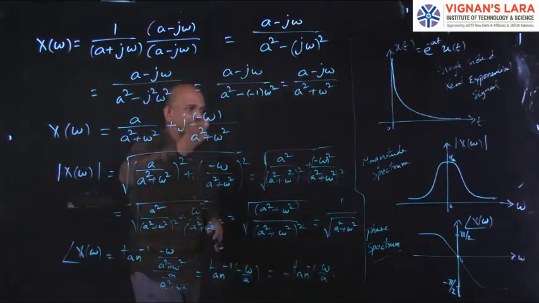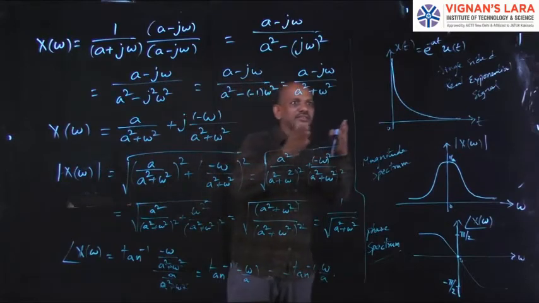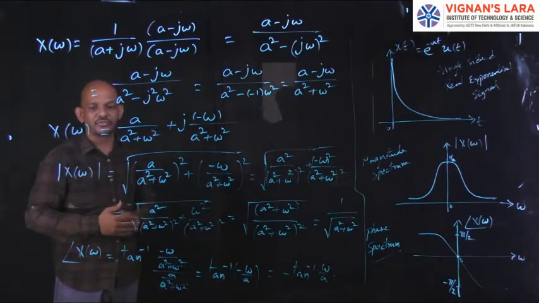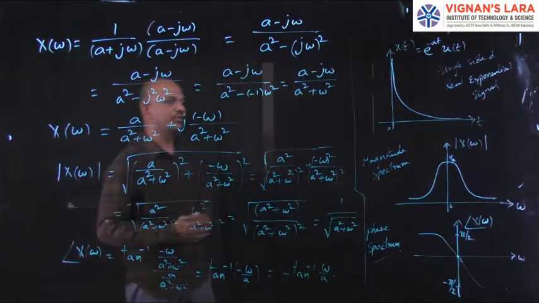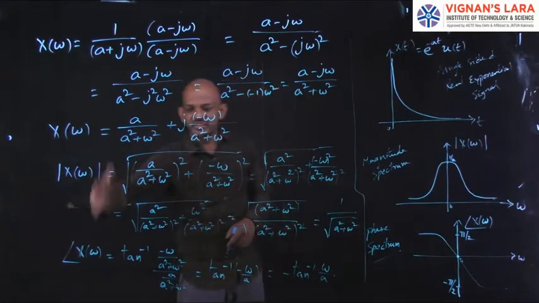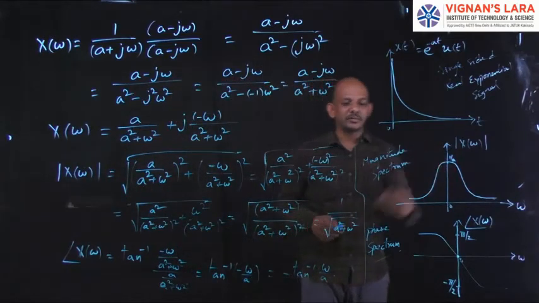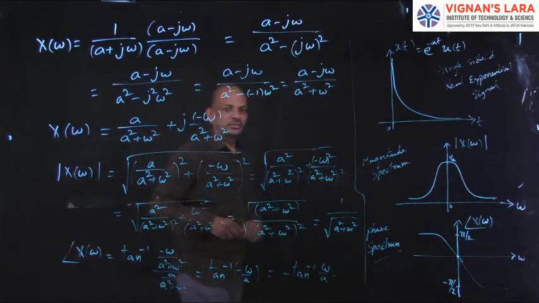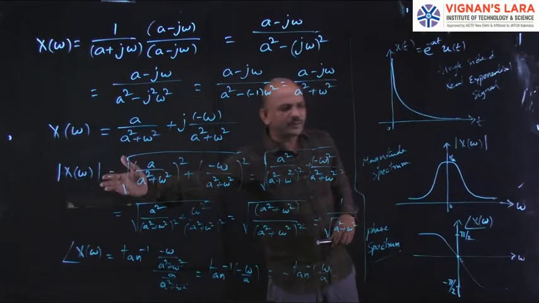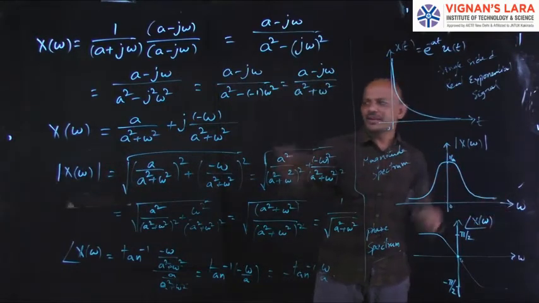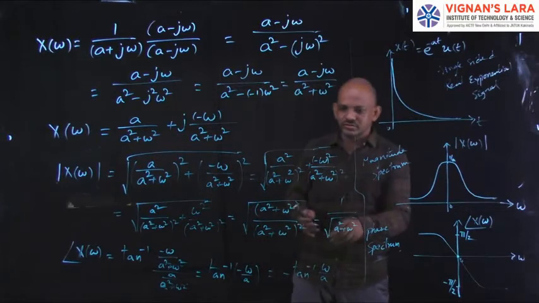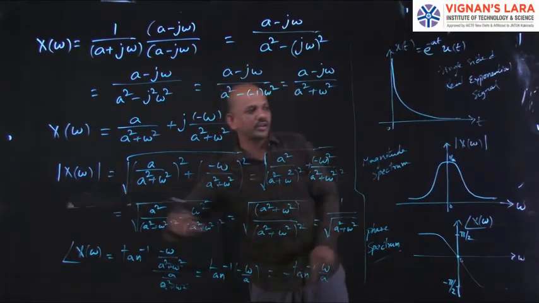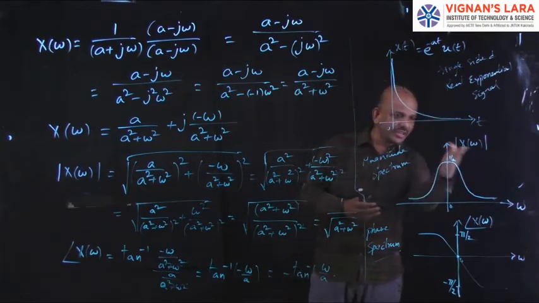So here, first I found the Fourier transform of the single-sided real exponential function, and I converted that X of omega into real part plus j into imaginary part. From this I found the magnitude of X of omega and the phase of X of omega. Using these two I drew the magnitude spectrum and phase spectrum. The magnitude spectrum is simply a plot of frequency versus the magnitude of X of omega. In this equation, for different values of omega, I get different values of mod of X of omega. If I plot a graph for all those values, the shape will be like this.